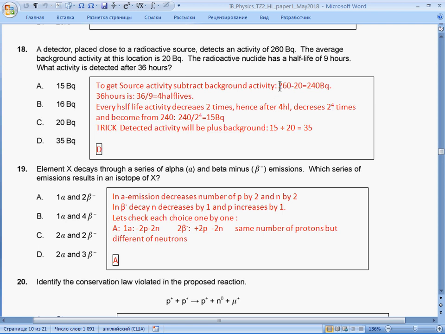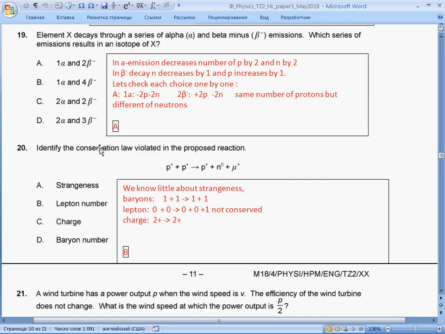First of all, we subtract background from the first reading to get activity 240 at the beginning. After 36 hours, we divide by 9, 4 half-lives pass. So this activity is decreased every time by 2, so by 16 times, 2 to the 4th. So it comes to 15. But the detector will read also background radiation. So we add background and we get 35, answer D.